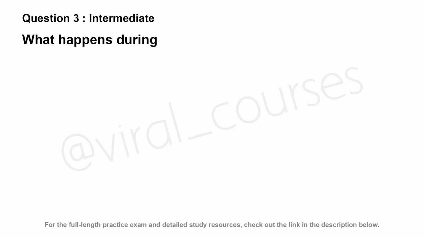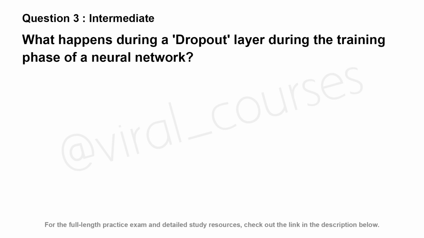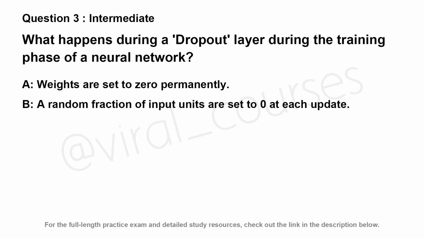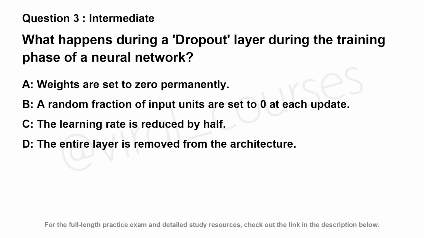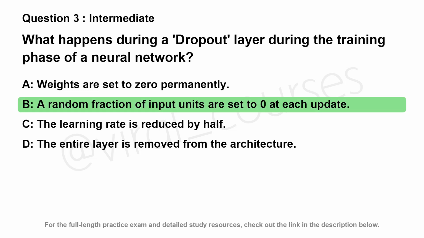What happens during a dropout layer during the training phase of a neural network? Option A, weights are set to 0 permanently. Option B, a random fraction of input units are set to 0 at each update. Option C, the learning rate is reduced by half. Option D, the entire layer is removed from the architecture. The correct answer is B.